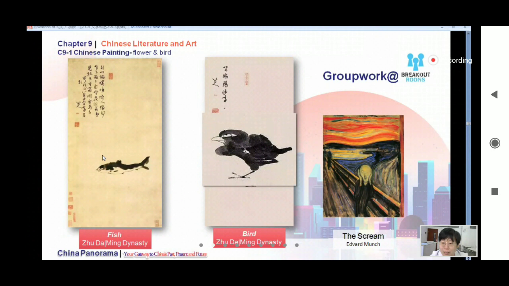And like Western painting, Chinese painters also use painting to express their feelings, to express themselves, and they focus on the spirit of the human. They want to express their ideas about the society and the world, just like this picture. So, have you ever seen this famous picture, "Scream" by Munch?